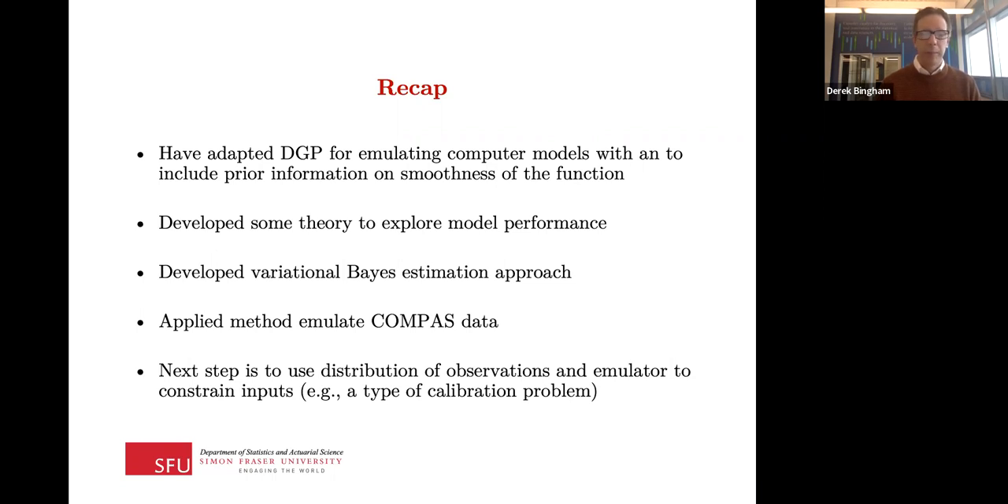We applied this to emulate this COMPAS model. Now our next steps are to use the physical observations and the emulator to constrain the distributions of inputs. So, for instance, if you wanted to ask what is the distribution of the masses of primary stars? There's a prior on that, but can you constrain that from data? We started developing the methodology for that. It's not finished, so I don't have any plots to show you. But anyway, that's where we're headed.